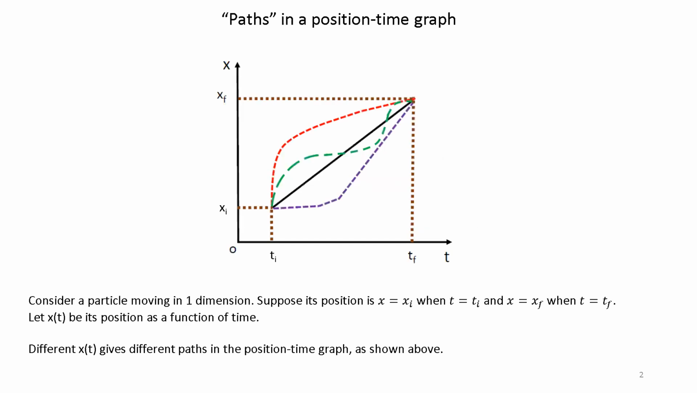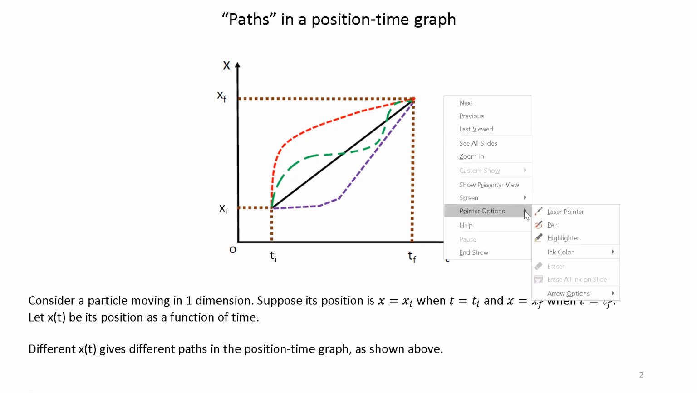Okay, so let's talk about particles moving. I start with this simple case, where I just have a particle moving in one dimension, so moving in a straight line. I call this x. Suppose at some initial time ti, it starts at some initial position xi, and at the final time tf, it arrives at this final position xf.